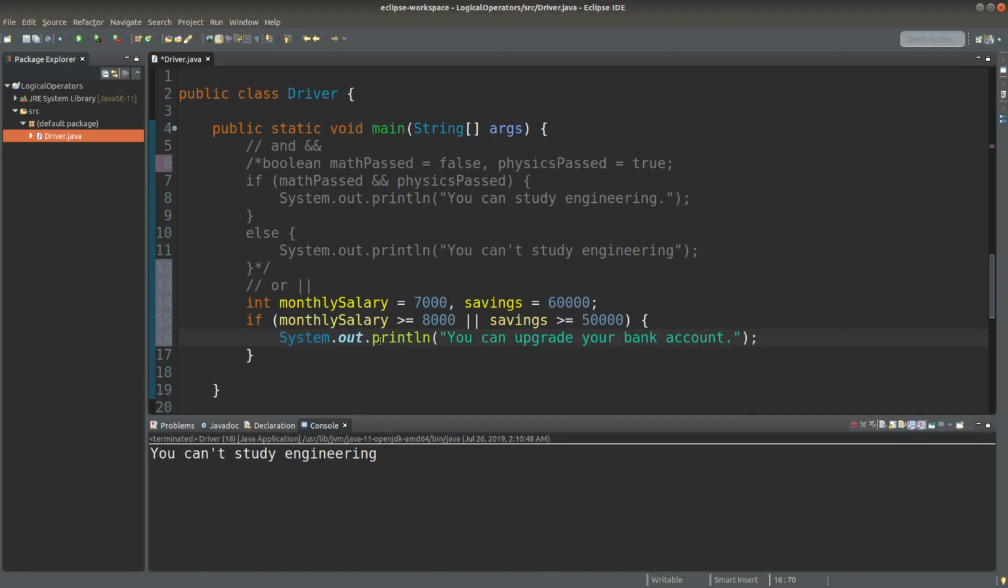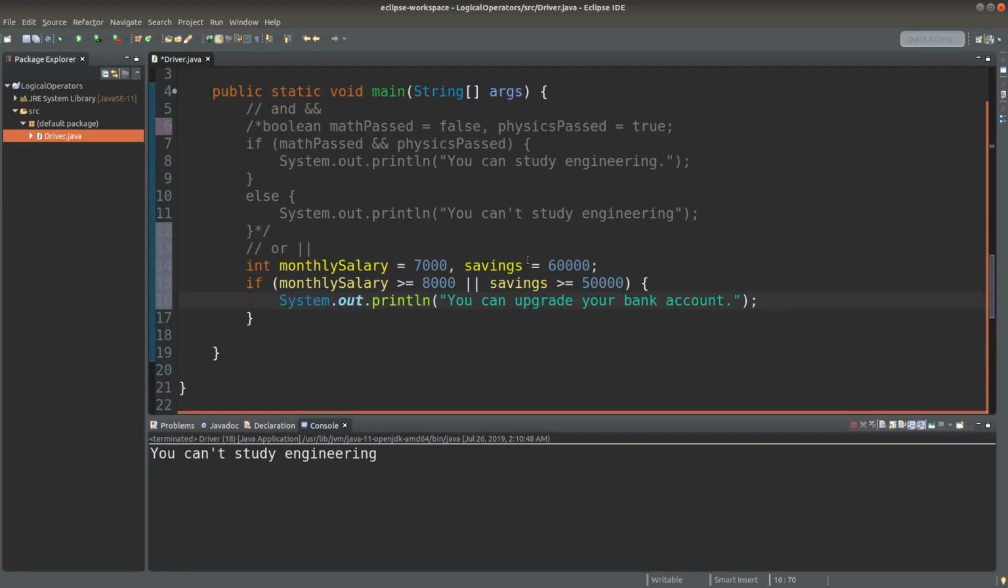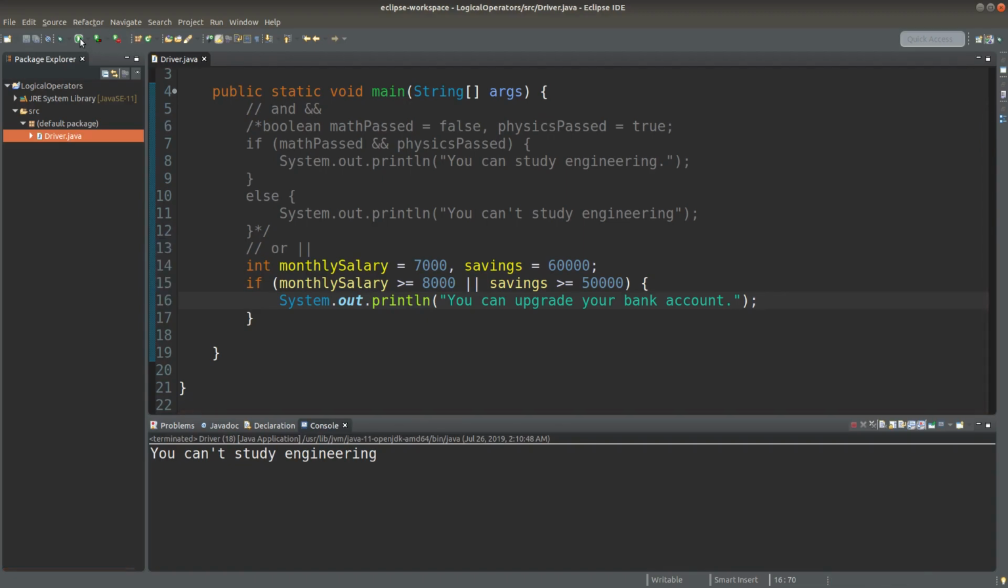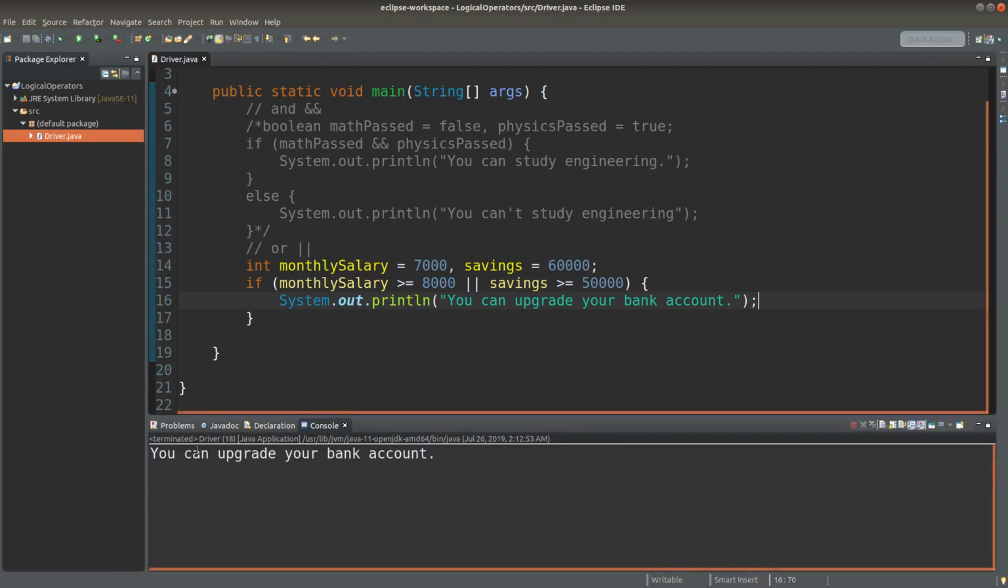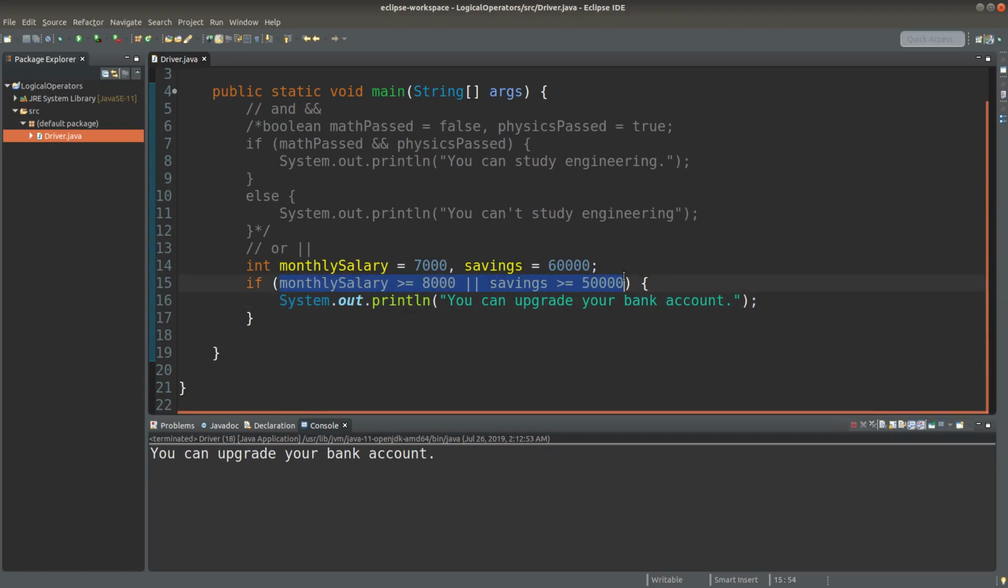The bank wants to upgrade your account to some kind of a premier account, so that in this situation, are you able to upgrade your bank account to a higher level? Let us see the result. We can upgrade the account. Why? Because I already satisfied at least one of the conditions listed in the parentheses.